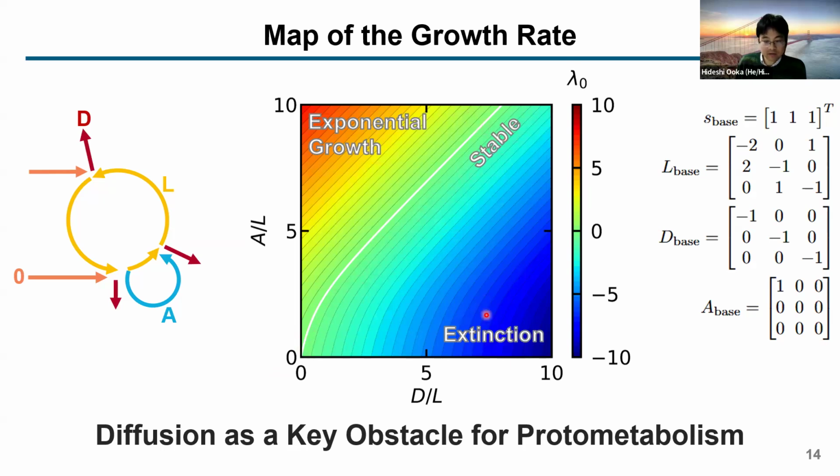Where the eigenvalues are negative, this leads to the chemical reaction completely dissipating, and that would lead to extinction. And then you would have exponential growth on this top part. So where the factor of amplification is very large, you would have exponential growth.